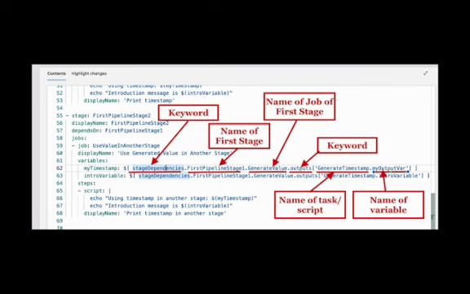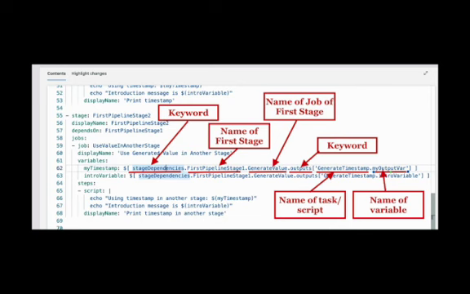To use them, use dollar sign with square bracket, use keyword stage dependency, dot name of the previous stage, dot name of the previous job, which is generate value, dot another keyword outputs, again square bracket, name of the previous task, dot name of the variable, which is generate timestamp dot my output variable, and close both the square brackets.